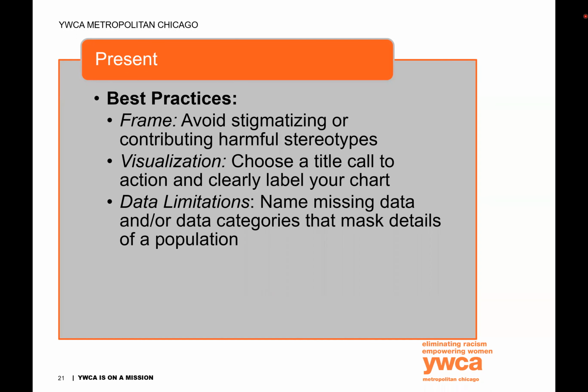And you want to clearly label your chart. For example, on a bar chart, you want to label your x-axis and your y-axis. Also, when providing a chart, it's really important to include a key or legend to help explain the different colors or shapes you used in your data visualization. Lastly, it's important to name missing data and/or data categories that mask the details of a population, because data represents real people. So keeping this in mind, let's take a look at an example together.